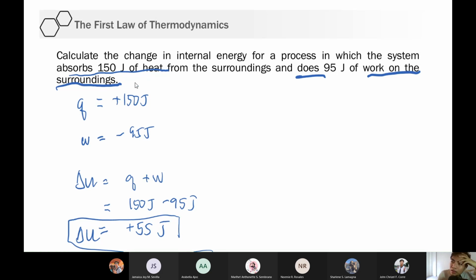Paano mo malalaman yung Q? Paano mo malalaman yung W? Mamaya may equations tayong gagamitin. Yung W lang muna, kasi yung Q next meeting yan. Easy lang na.